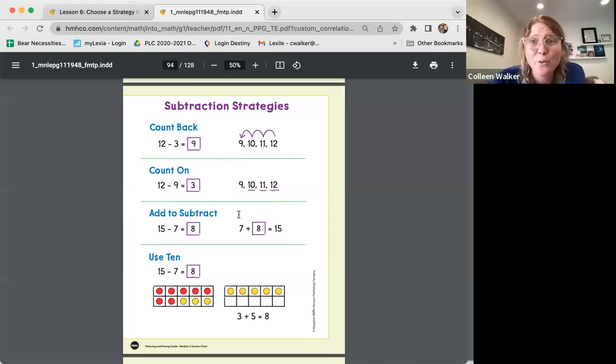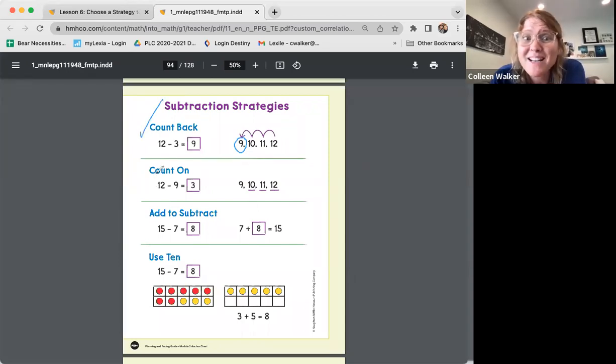All right, so we have done so many, and we're just going to review some of them right now. Starting right here, we have counting back. That's been one of the strategies we've used. For example, when we're doing 12 minus 3, we start at 12 and we count back 3 to come up with the difference. Remember, the word difference means the answer to a subtraction problem. So that's one of the strategies we've been working on.